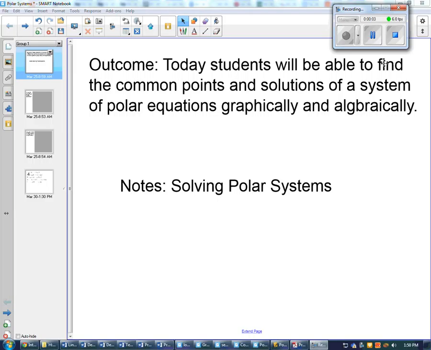The title of this note is Solving Polar Systems, and your goal is to be able to find what are called the common points and the solutions of a system of polar equations. We're going to do this graphically and algebraically.